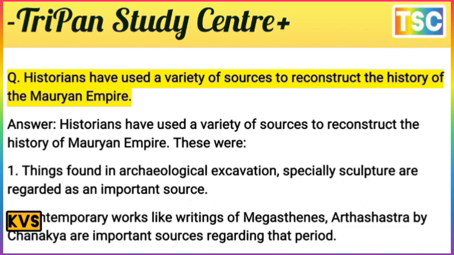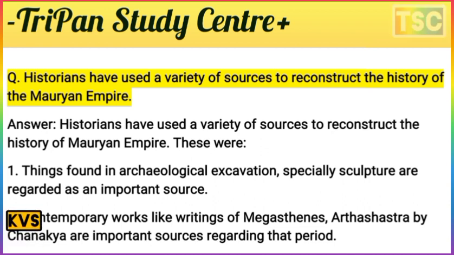Things found in archaeological excavations, and especially sculptures, are regarded as important sources here. Contemporary works like the writings of Megasthenes and the Arthashastra by Chanakya are important sources regarding that period. You know that is important.